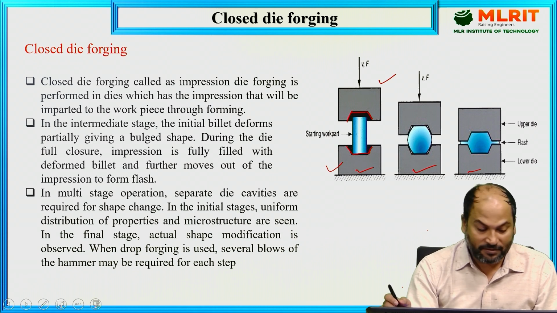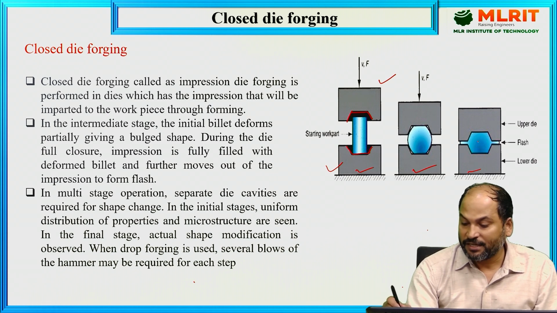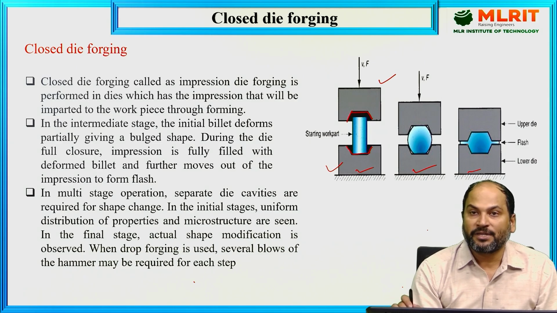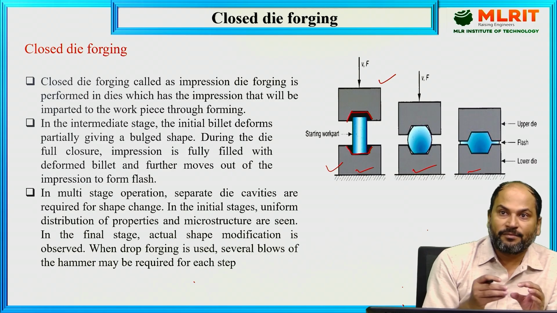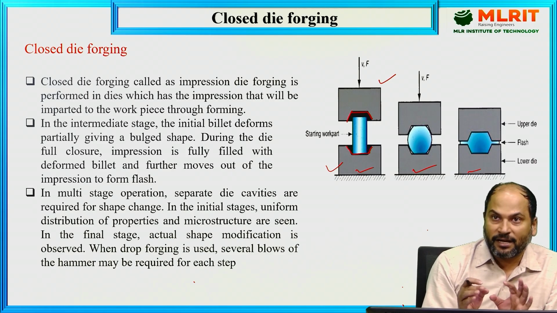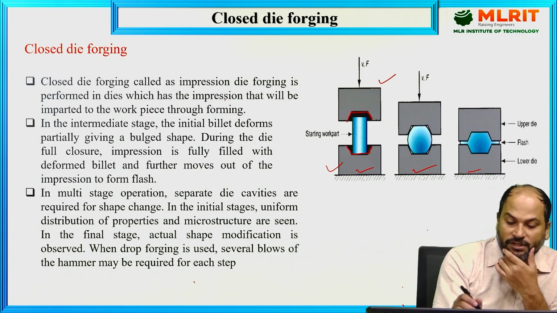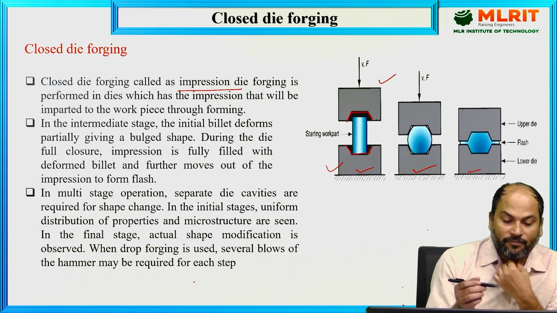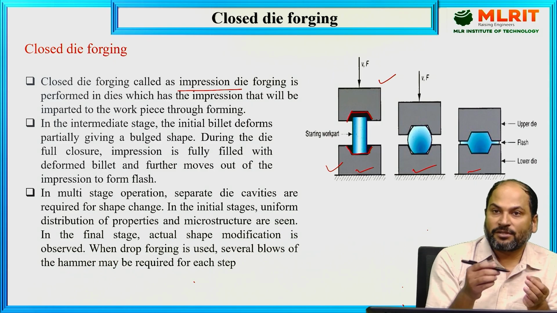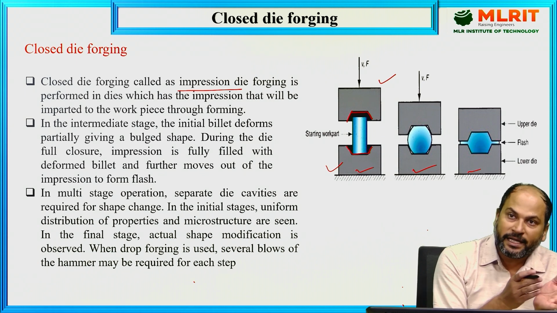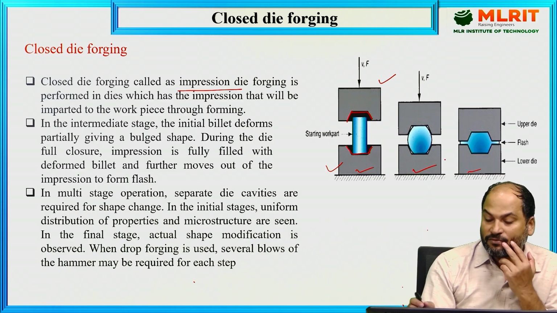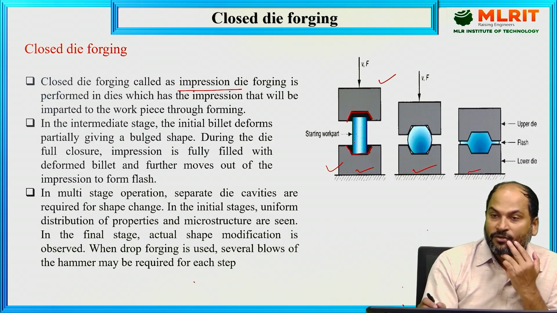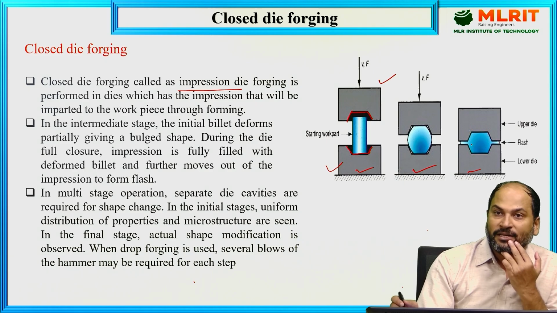You can see that after final deformation, the material has taken the shape of the die impression. So unlike open die forging, here it is restricted in what area material can flow and in what area material cannot flow. Closed die forging is also known as impression die forging, performed in a die which has an impression that will be imparted to the workpiece through the forming. Whatever shape or impression has already been given in the die cavity, the material is going to take after deformation. We can see through the diagram also: this was the shape, and finally the material has taken the shape of this die impression.